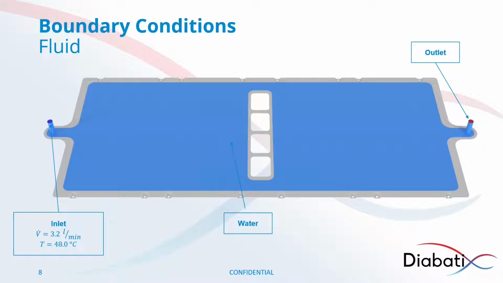About the fluid, I need to tell you that it's just regular water, that there is 1 inlet and 1 outlet, and we apply a volumetric flow rate to the inlet of 3.2 liter per minute, and the inlet temperature is 48.0 degrees.